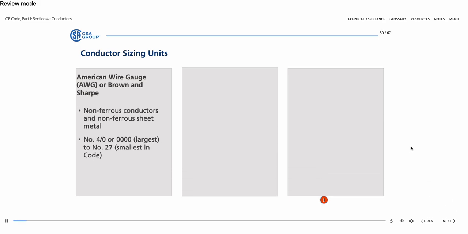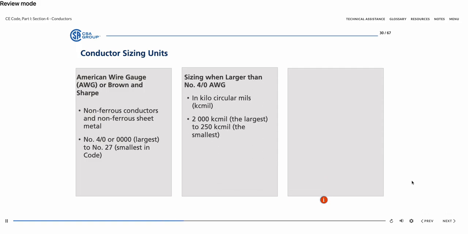For wire, you are most likely familiar with the American wire gauge number. Gauge is used to size non-ferrous conductors and non-ferrous sheet metal. The size range in the code is from number 4-aught, or 0000, the largest, to number 27, the smallest listed in the code. The wire diameter gets smaller as the gauge number increases.